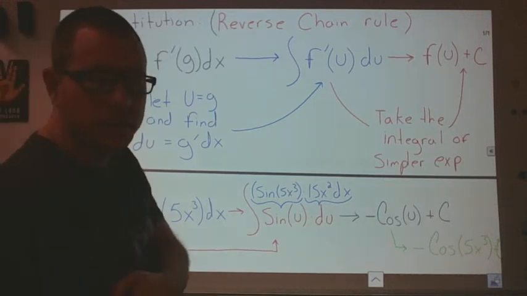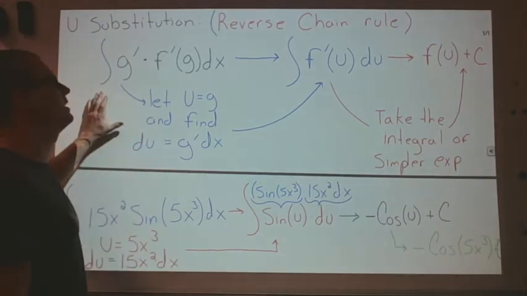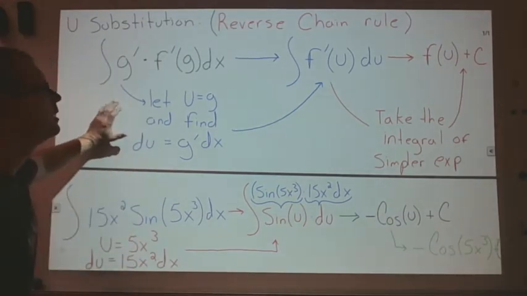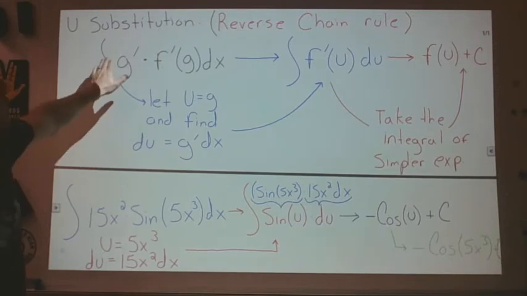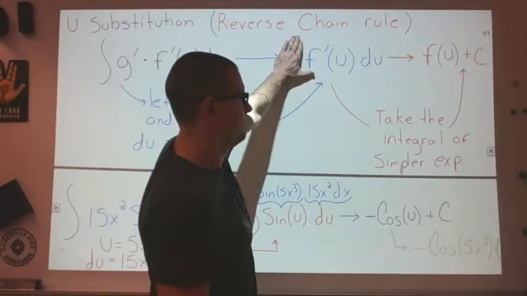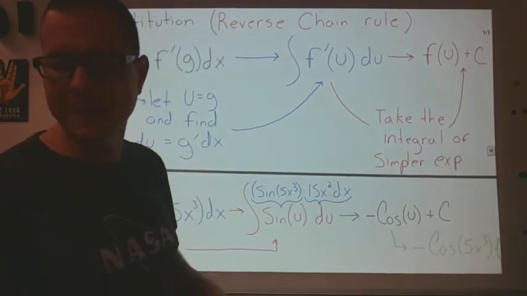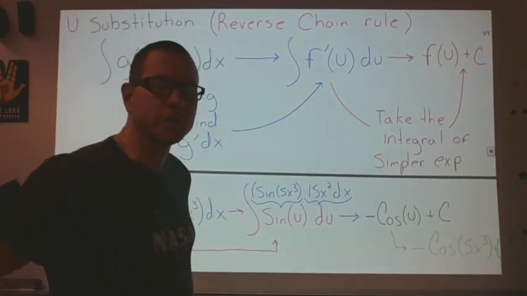All right, let's look at u substitution. The last method we're going to look at for integrating, at least in this review. U substitution is the reverse of the chain rule. So it deals with composite functions, functions that have been plugged into other functions.